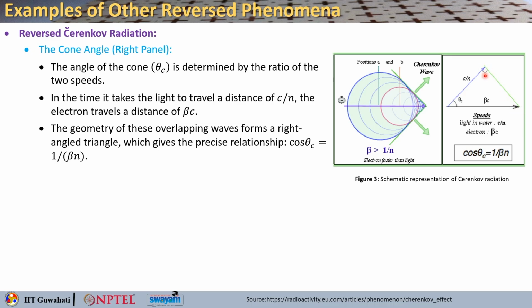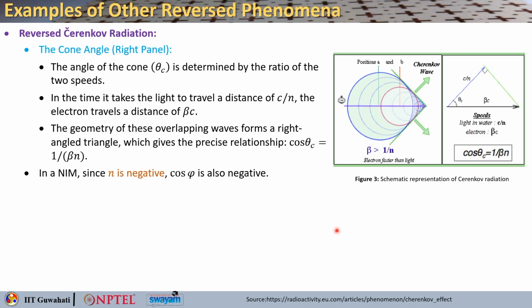So, like this. You can actually get this particular angle, which is called theta c. And you can see that the relationship will be nothing but cos theta c equals 1 by beta n. This c and this c will cancel out. That is how you can obtain this particular cone.